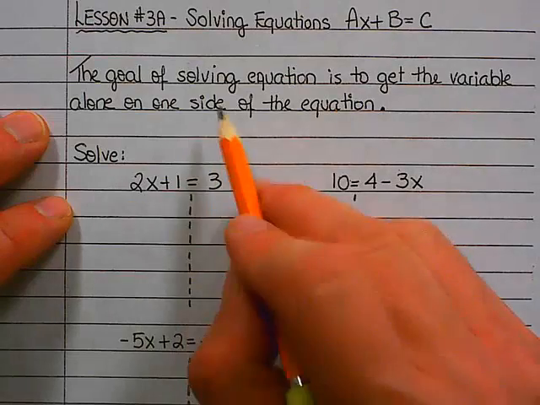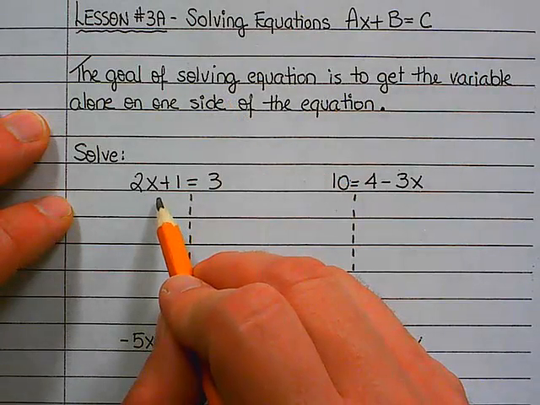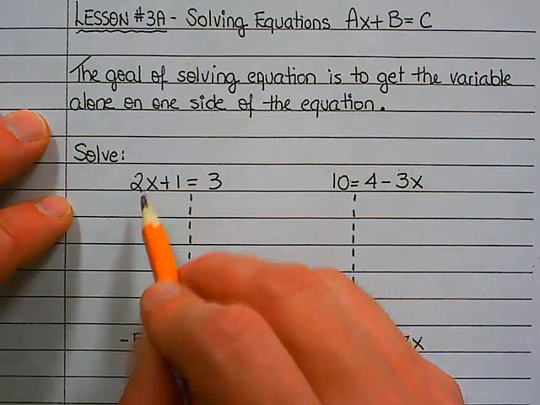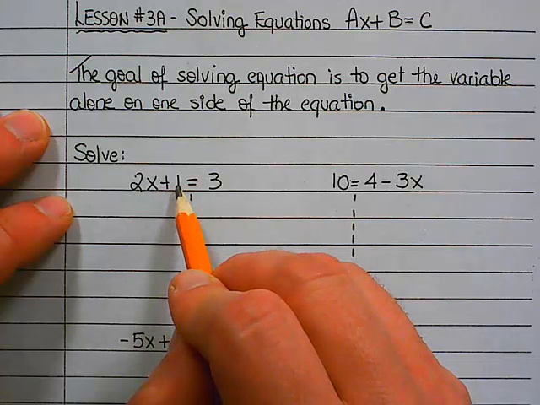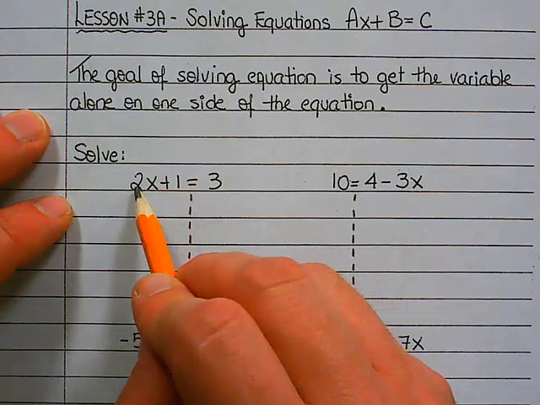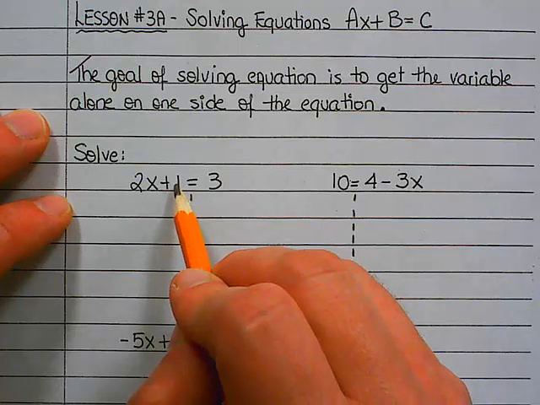Okay? My goal, the thing that I want to do, is to get the letter by itself. So in order to get the x alone, that means I need to get rid of the 2 and the 1. So which one do I start with? I always start out with the number farthest away from the letter. If I compare 2 and 1, 1 is the one that is far away from the letter. So I'm going to start by canceling the 1.